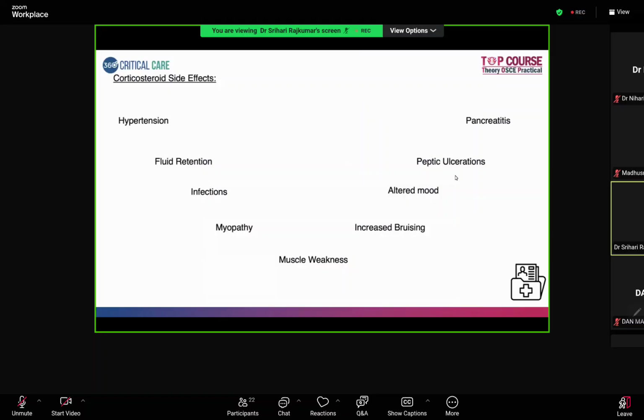And corticosteroid side effects, I've just mentioned it for memory, for just refreshing your mind. So the common side effects are hypertension, fluid retention, infections, myopathy, muscle weakness, bruisability, altered mood, peptic ulcerations, and that itself can precipitate pancreatitis. So these side effects need to be kept in mind. At least 5 to 6 side effects need to be known in relation to your immunosuppressants.